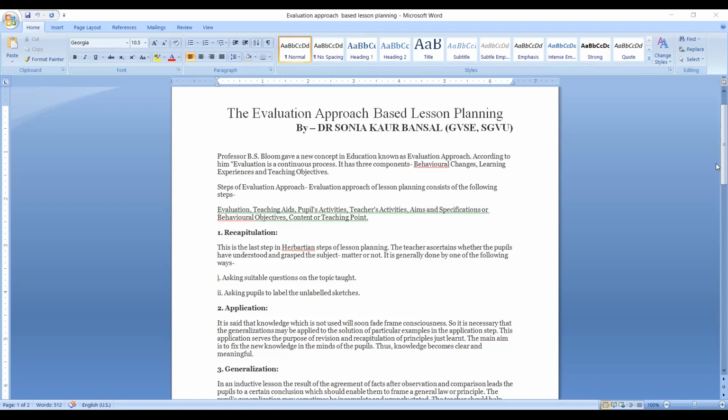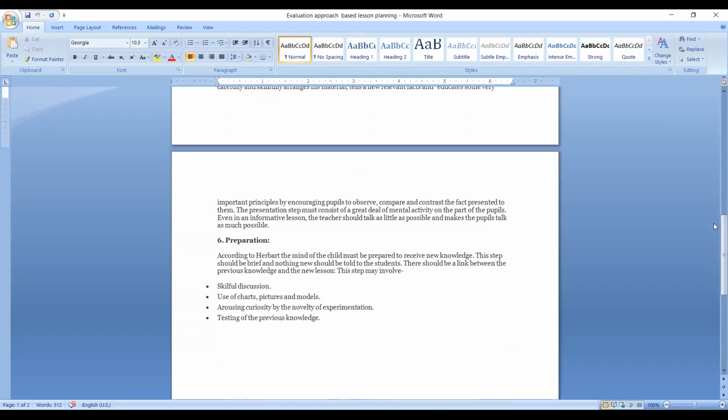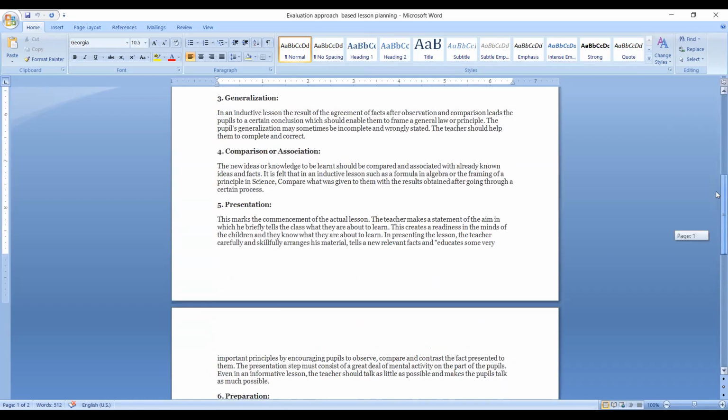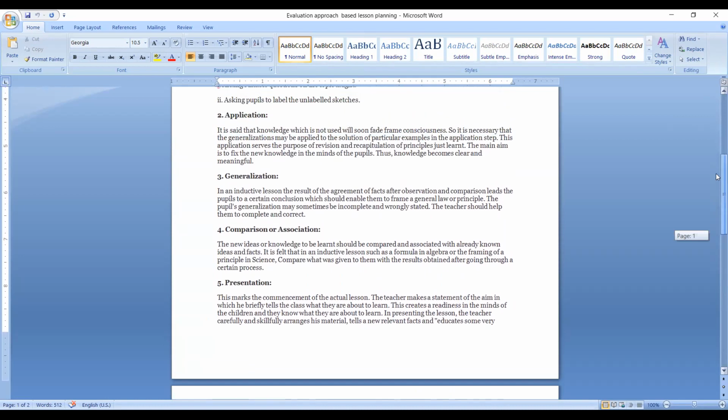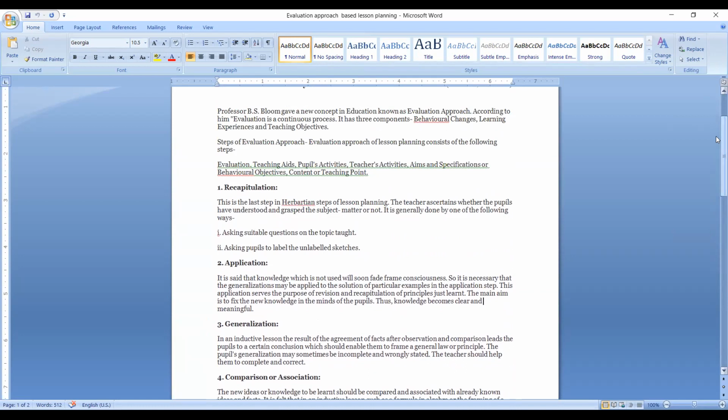Again, we have some steps in this type of lesson planning also, and this is how the lesson plan is formed. See, these steps are given to you in reverse manner. I'm scrolling down and you will see that preparation is the 6th part, then 5th is presentation, then 4th is comparison or association, 3rd is generalization, then application, and recapitulation is the first one. So here I am preparing an evaluation-based approach lesson plan, so I'm going in reverse manner.